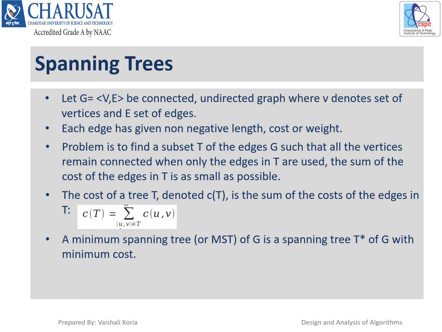Kruskal algorithm is generally used to find minimum spanning tree from a graph. So first we will discuss what is spanning tree. Let's suppose one graph which is a connected and directed graph where V denotes a set of vertices and E denotes a set of edges. Now each edge here has non-negative length, cost or weight.